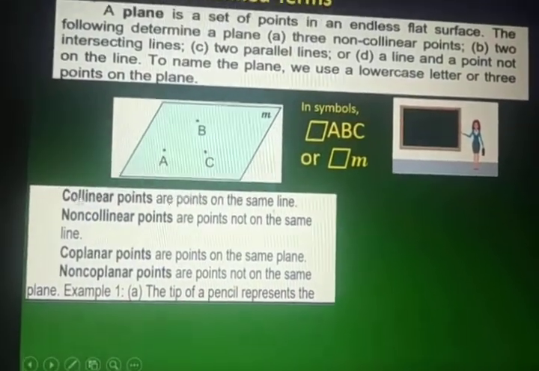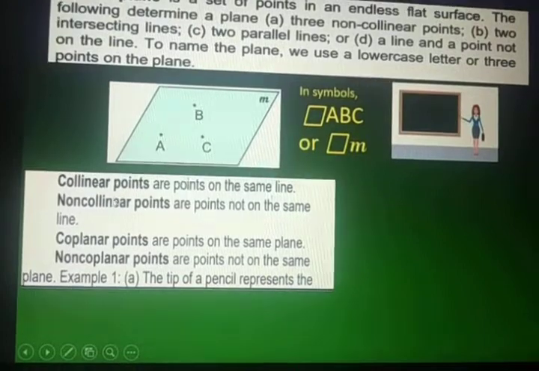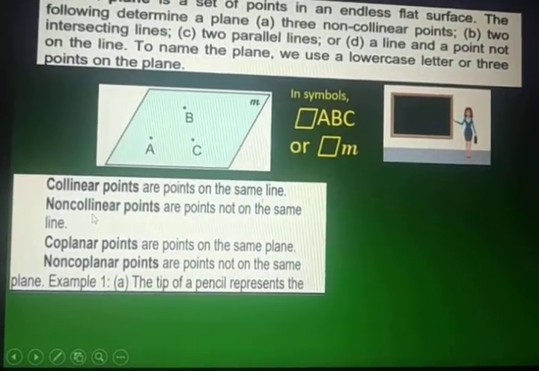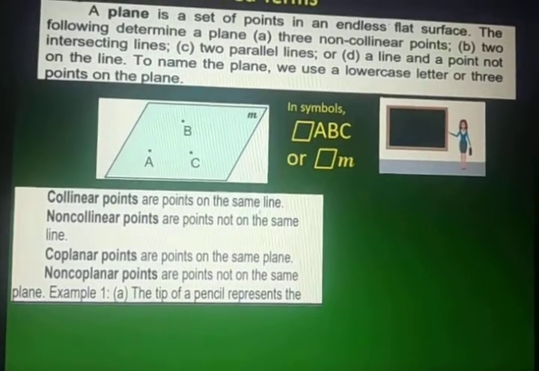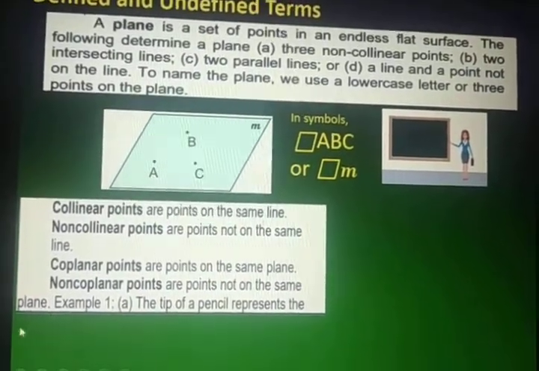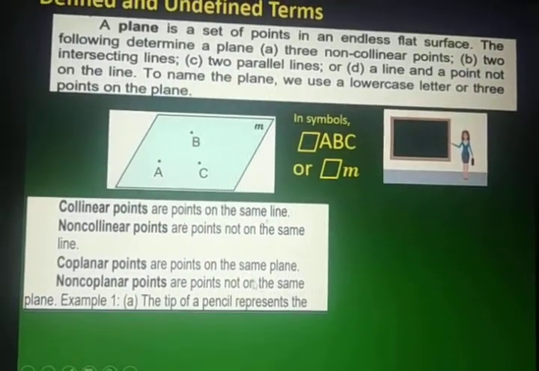Okay, again, collinear points, points on the same line. Non-collinear points, points not on the same line. Coplanar points, points on the same plane. Non-coplanar points, points not on the same plane.